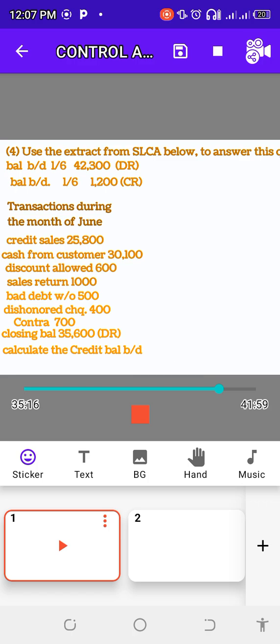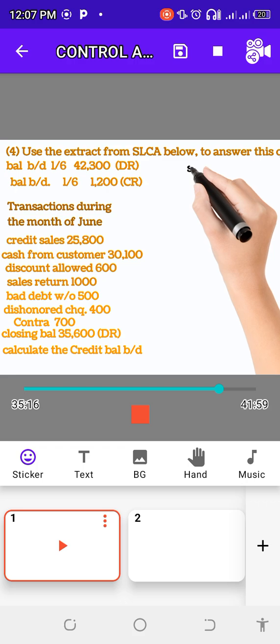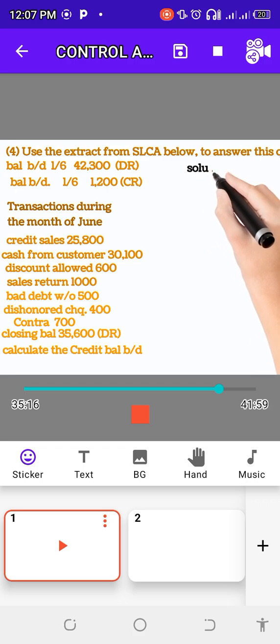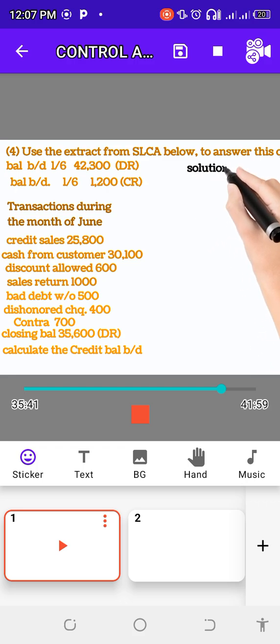They say you should calculate the credit balance of balance brought down. That is the credit side of balance brought down. That credit side should be an overpayment made by customers in the course of paying their debt, and that amount is a liability and should be refunded back to the credit customer who made such overpayments.